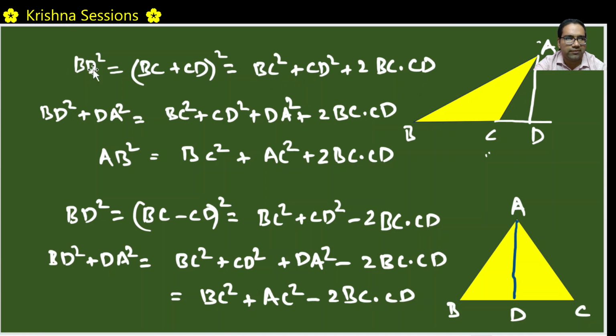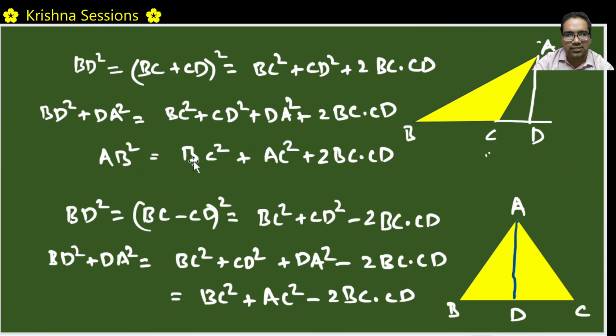So the left side will become BD square plus DA square, equal to BC square plus CD square plus DA square, we are adding DA square on the right side also, plus 2 into BC into CD. Right. Now BD square plus DA square, this is a right angle triangle BDA. BD square plus DA square is equal to AB square, because these two are the legs and AB is the hypotenuse.